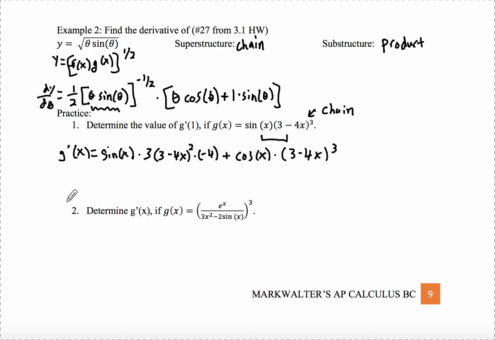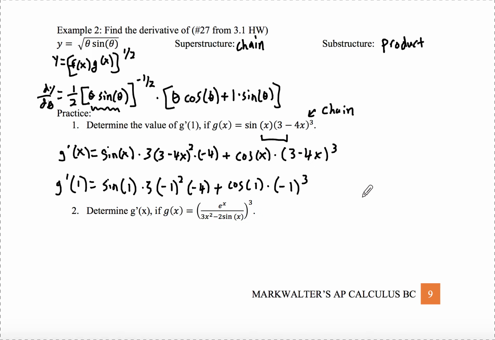All right, we want to find g prime of 1. So all we would have to do is plug in stuff. This we actually can't simplify very much because the sine of 1 is not something that we know off the top of our heads. So I'm just going to plug in, not do much simplifying. That'd be 3. If I plug in 1 here, I'm going to have 3 minus 4, so that'd be -1 squared times -4 plus the cosine of 1 times 3 minus 4, which is -1 cubed. All right.